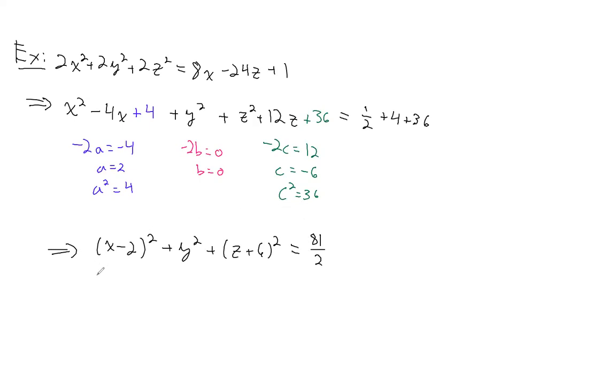And so what that tells us is that the center, what do we think the center is? Well, the first coordinate is 2. The last coordinate is negative 6. The middle coordinate is going to be 0, because nothing's being subtracted from y, so the center is (2, 0, negative 6). And the radius is 9 over root 2, taking the square root of that whole thing.